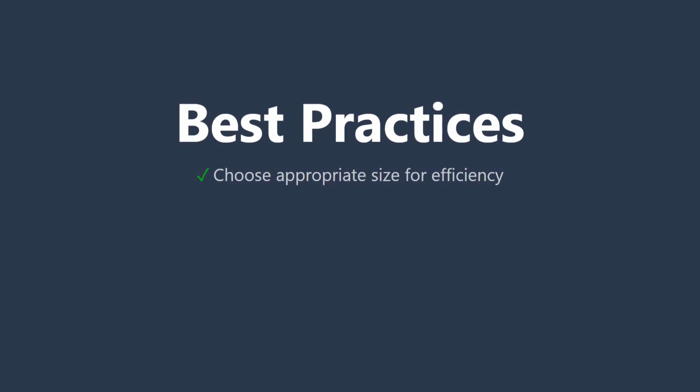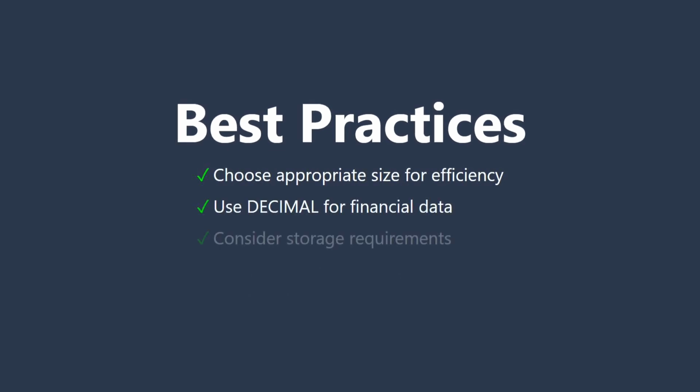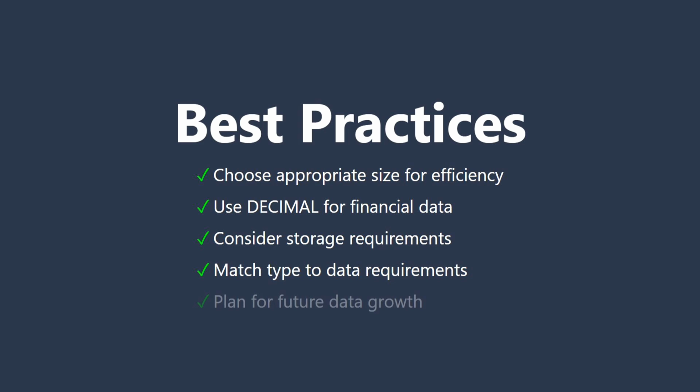Here are some of the best practices for working with SQL data types. Always choose the most appropriate size to balance between current needs and future growth. For financial calculations, decimal types are non-negotiable. Floating point errors can be costly in business. And consider the storage requirements, especially for large data sets; match your data type to your actual requirements. Don't use text for a 2-character state code. And always plan for future growth. The data that fits in a small field today might not tomorrow.